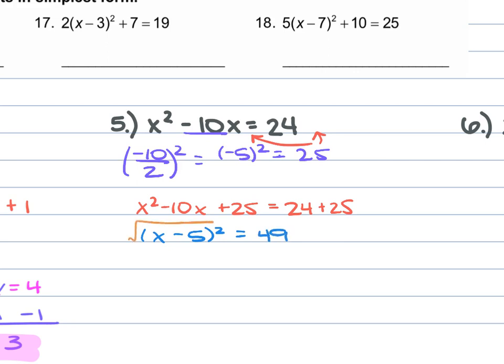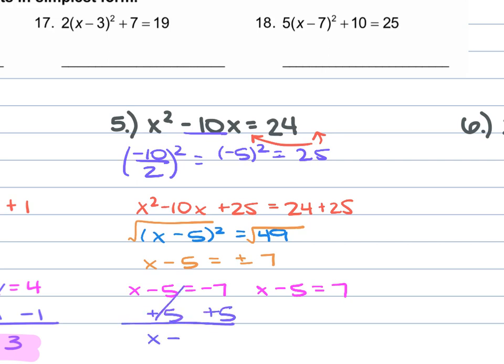We're going to take the square root of both sides. We have x minus 5 is equal to plus or minus 7. Separate this into two equations, so x minus 5 is equal to negative 7, x minus 5 is equal to positive 7. We're going to add the 5 to both sides. We get x is equal to negative 2, and x is equal to 12.